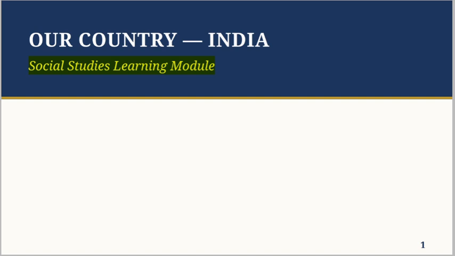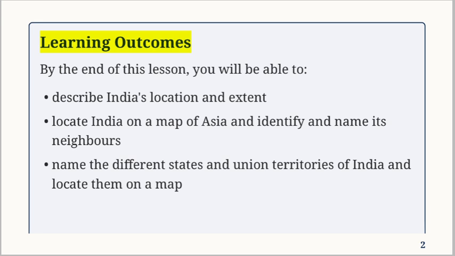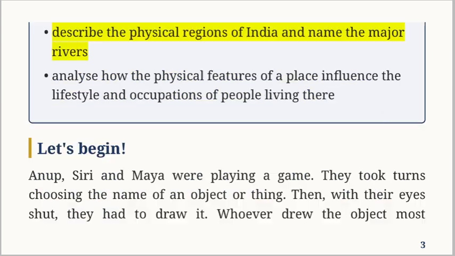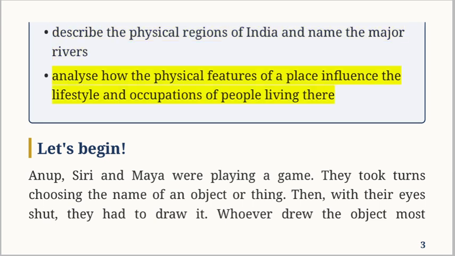Social Studies Learning Module. Learning Outcomes. By the end of this lesson, you will be able to describe India's location and extent, locate India on a map of Asia and identify and name its neighbors, name the different states and union territories of India and locate them on a map. Describe the physical regions of India and name the major rivers. Analyze how the physical features of a place influence the lifestyle and occupations of people living there.